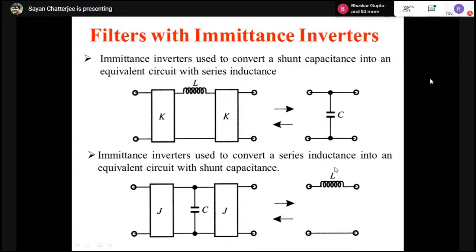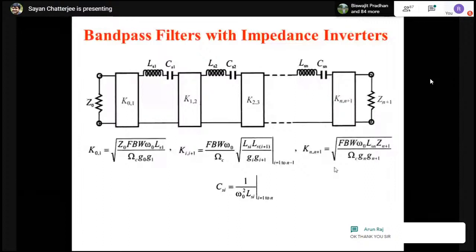So ultimately it means what you are obtaining here, whatever we have seen earlier, an LC-LC network or a series LC parallel LC kind of network for a band pass, is now converted to a K inverter, then series LC, K inverter, series LC, like that, or J inverter, parallel LC, and so on. So with those basics of the filter, now we are going for the planar topologies. What are the planar topologies?